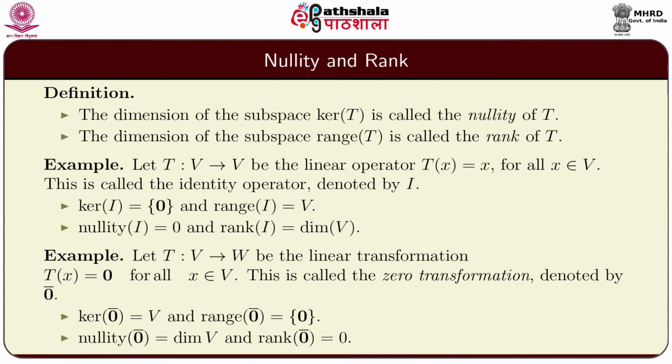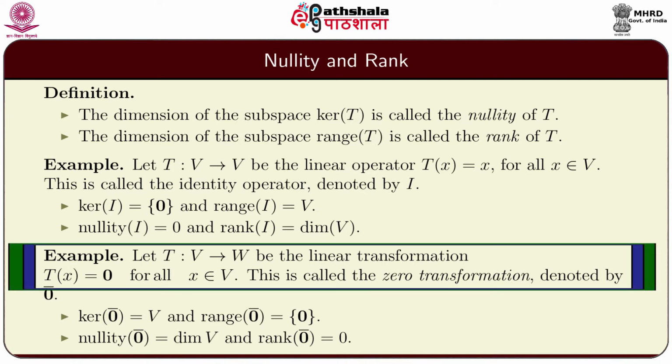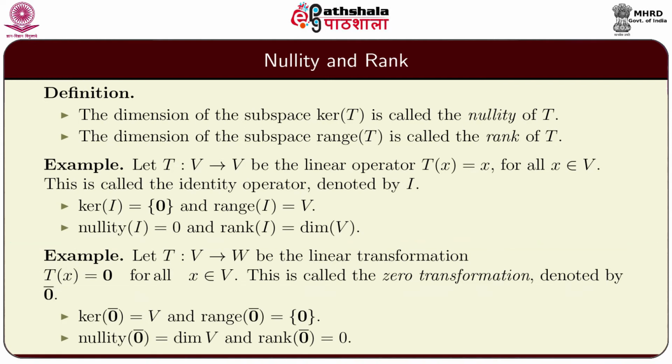And the next example talks about the 0 transformation, and we would be denoting it by 0 in boldface with an oval line, and the definition of the 0 transformation is T of x equal to 0 for all x in V. Then it is clear that the kernel of the 0 operator is the whole vector space V, and the range of the 0 operator is nothing but singleton 0. And therefore, the nullity of the 0 transformation is dimension of V and the rank of the 0 transformation is 0.